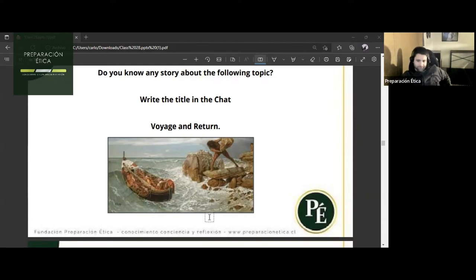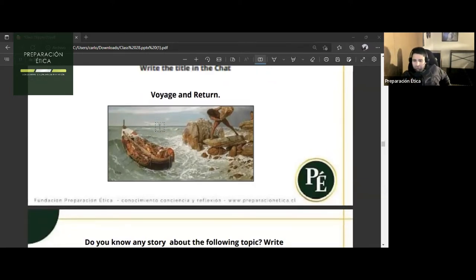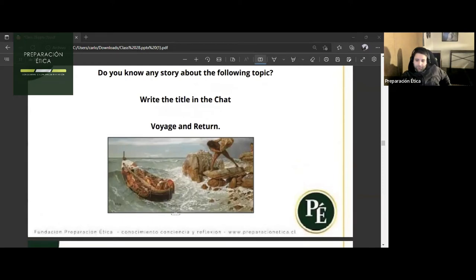Voyage and return. Exactly. Very good, Martin. El viaje al centro de la tierra. That's it. Or for example, Julio Verne's novels. Those are voyages and returns. Very good. Super. You know about literature, guys. Great job. And for example, Pokemon. Pokemon is a voyage and return. Okay, so I can see that you know.